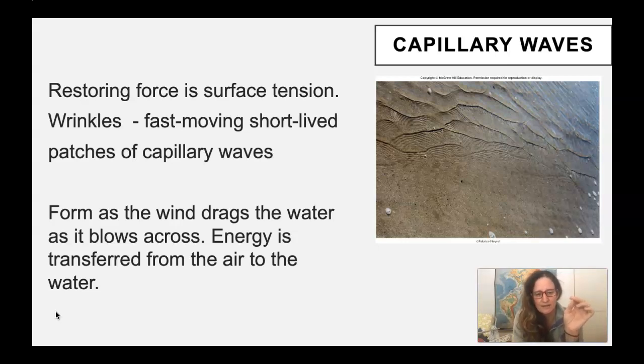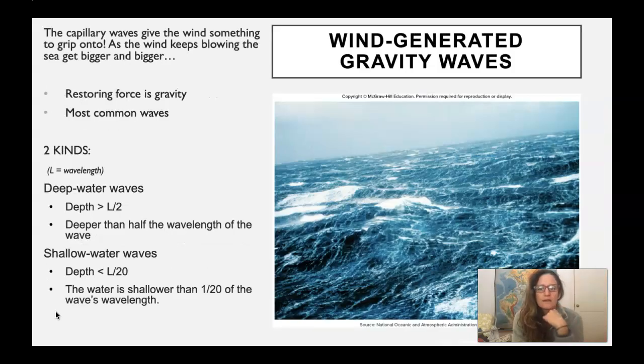In that case, then, the energy from the moving atmosphere is transferred down into the water. Those capillary waves give the wind something to grab onto if it keeps blowing. So a gust of wind causes little capillary waves. When the wind keeps blowing, then it's going to make the waves bigger and bigger. What would restore that surface of the ocean back to flat would be gravity. Gravity would bring it back to a flat surface. These are the most common waves.